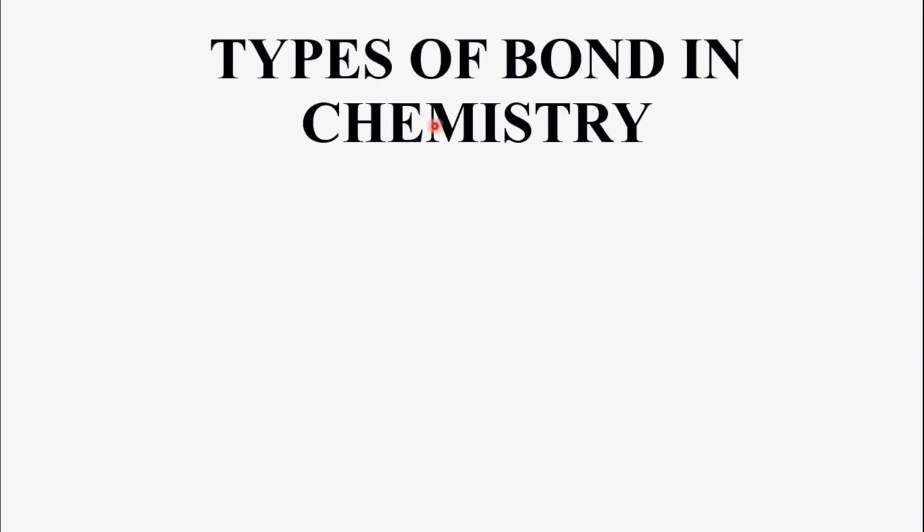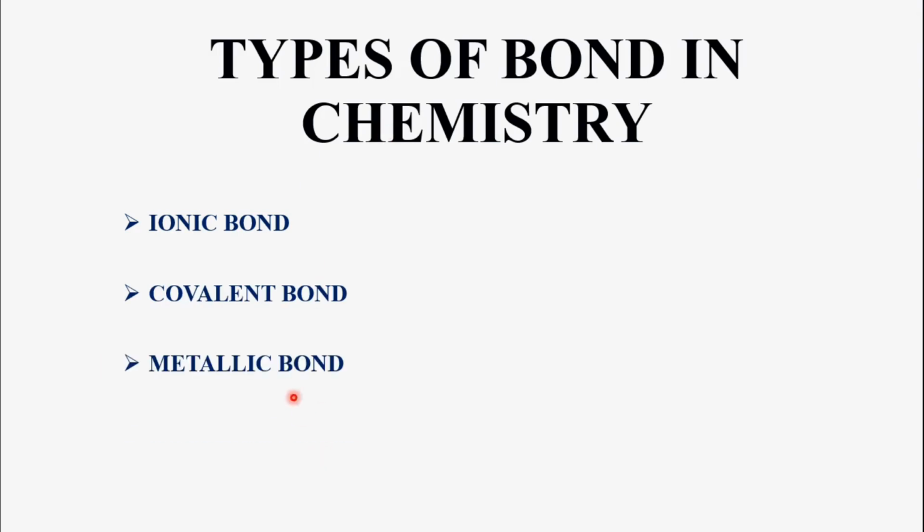Today we will study the types of bond in chemistry. Mainly there are four types of bond in chemistry. First, ionic bond; second, covalent bond; then metallic bond; and the last one is hydrogen bond. We will study all the bonds one by one easily with simple examples, and you can take a screenshot of the PPT.